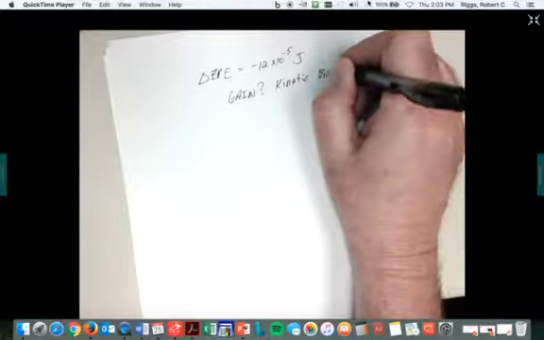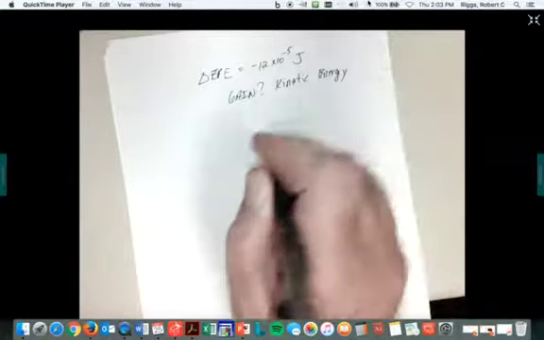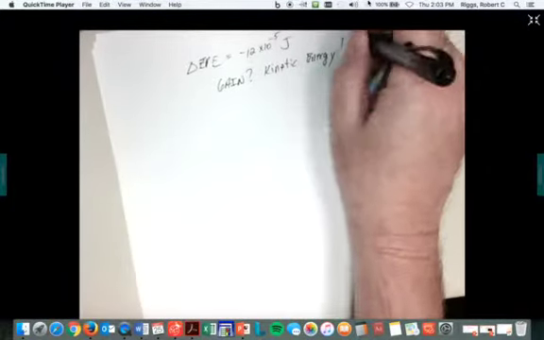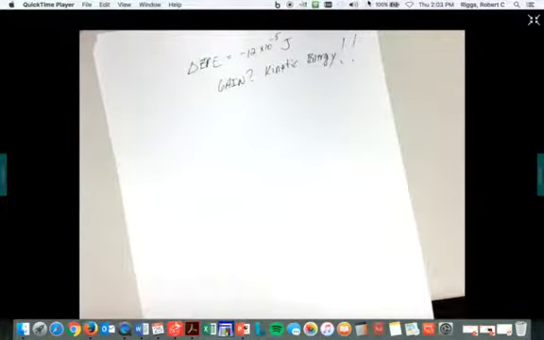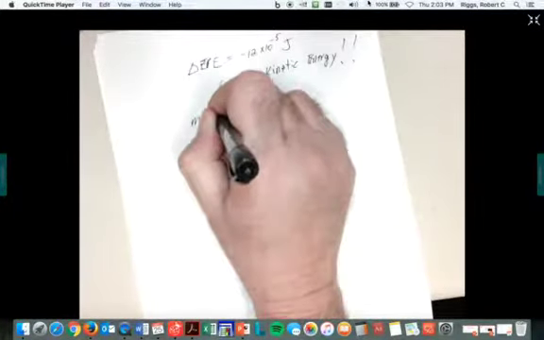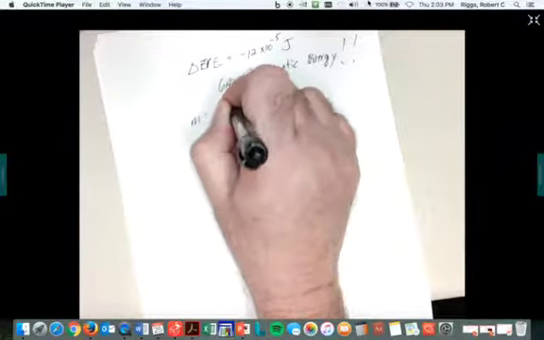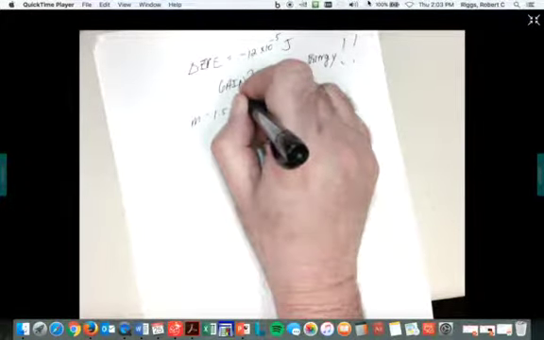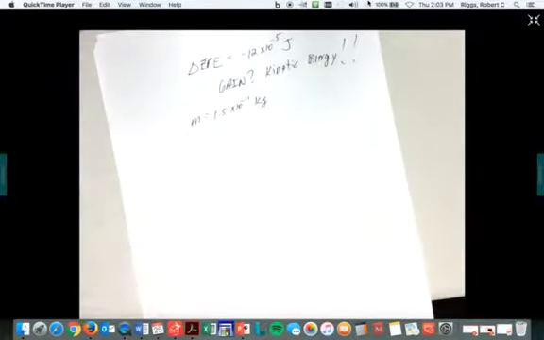Let's say it gained kinetic as it went from that positive plate down to the, and smashed into the negative. I wonder how fast it went. Well, we'd have to know the mass. Let's say the mass of the thing was 1.5 times 10 to the negative 11 kilograms. Let's say that was the mass of the thing.